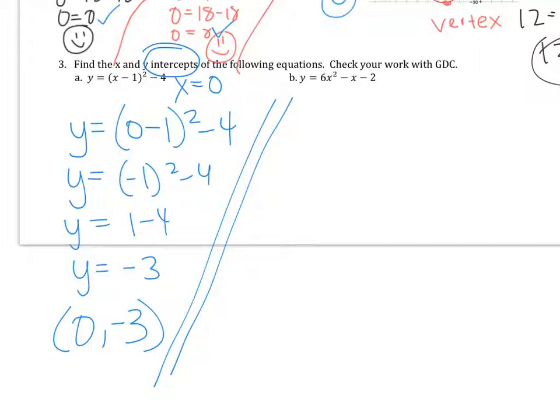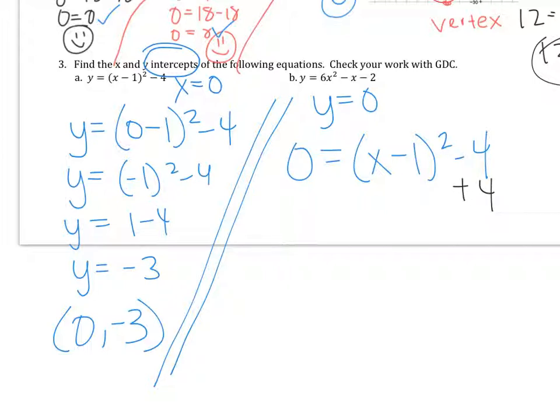Your x-intercept is always when y is equal to 0. So we'll set y equal to 0. We have the equation 0 equals x minus 1 squared minus 4. We're solving for x. We want to isolate x on one side of the equation. So we can add 4 here, add 4 here. Now we have 4 equals x minus 1 squared.